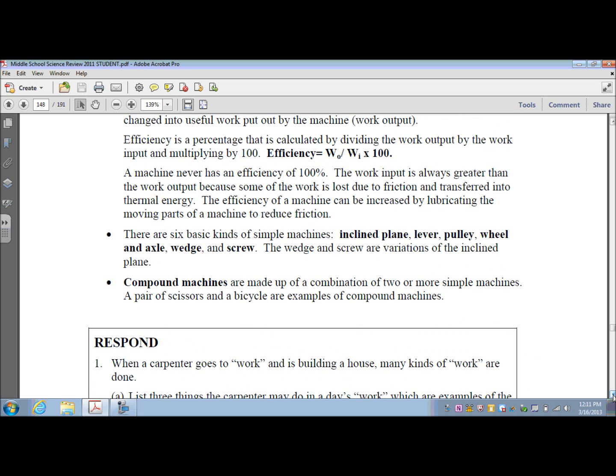There are 6 basic kinds of simple machines: the inclined plane, lever, pulley, wheel and axle, wedge, and screw. The wedge and screw are variations of the inclined plane. Compound machines are made up of a combination of 2 or more simple machines. A pair of scissors and a bicycle are examples of compound machines. This concludes the work, force, and motion section.